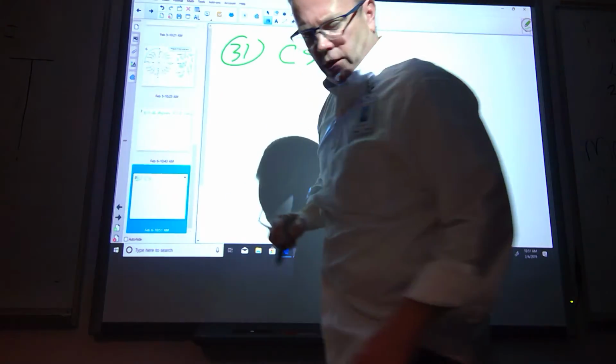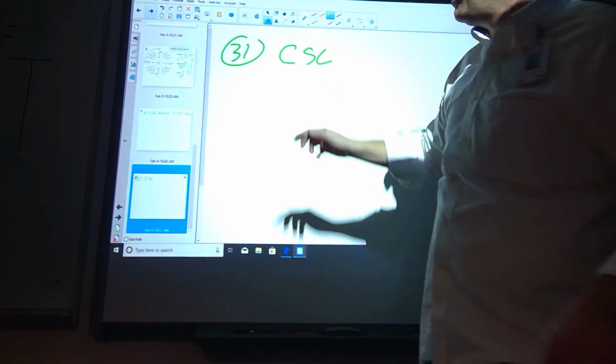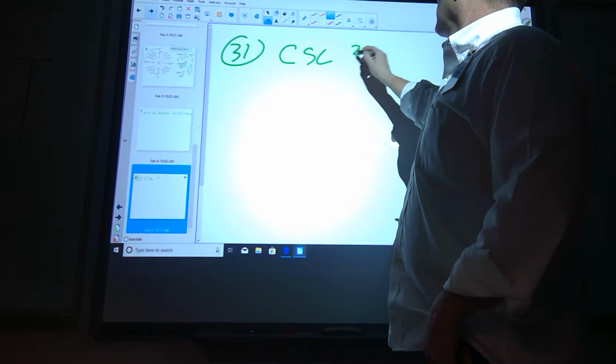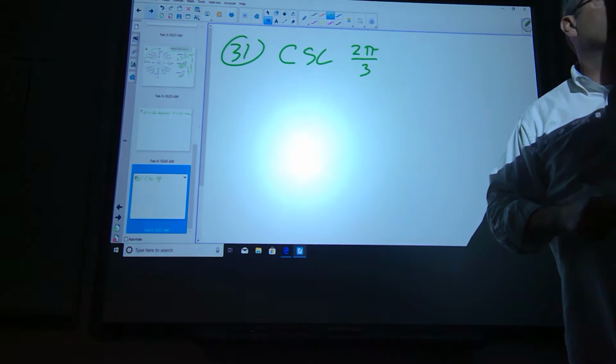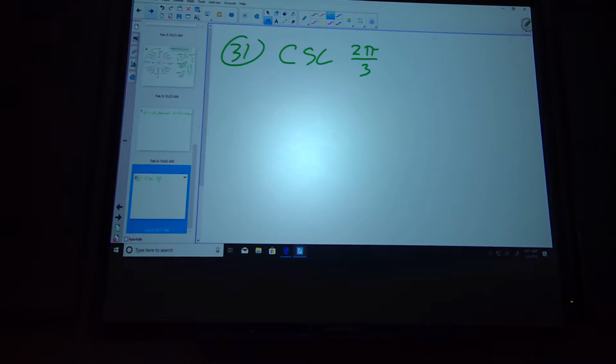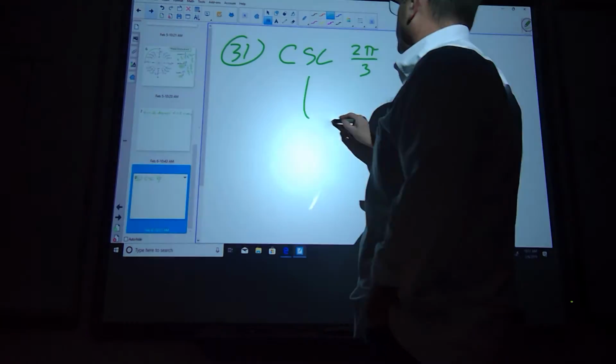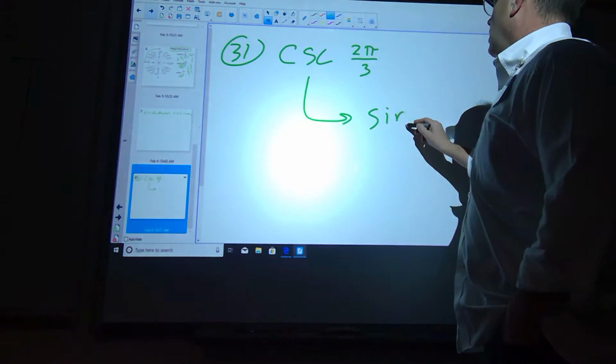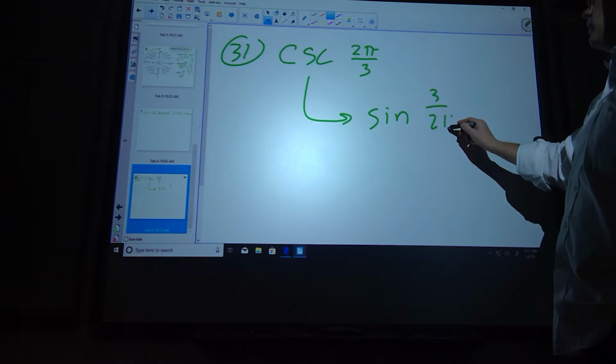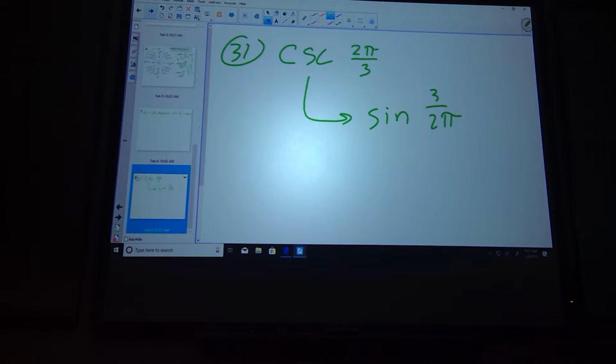Cosecant of 2π over 3. Okay, so let's think of this first. It's kind of hard to think what cosecant would be because we haven't talked about it. But its reciprocal is sine, right? So this is going to be 1 over the sine of 2π over 3, which kind of looks weird.